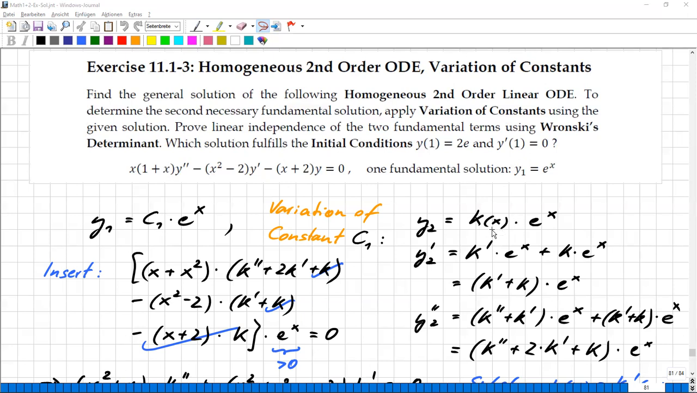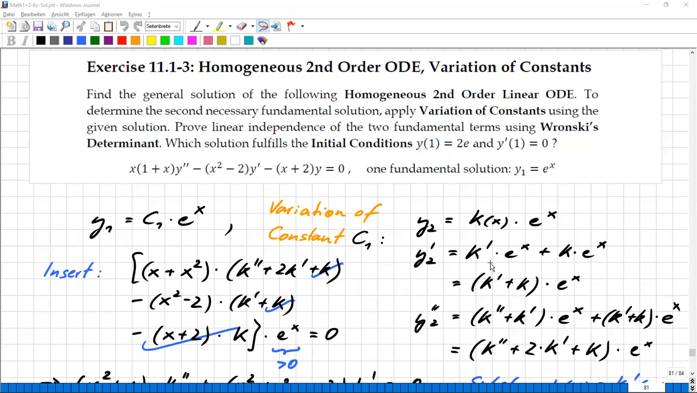And now, this time, I call this y2 because it's the second fundamental solution that we expect for this differential equation to exist. We just use the product rule of differentiation to find the first and second derivative of this approach. And now, doing so, I do the usual thing. I take the derivative of k of x, which is just k prime of x. So allow me to leave away this of x notation because it's just a compact way here.